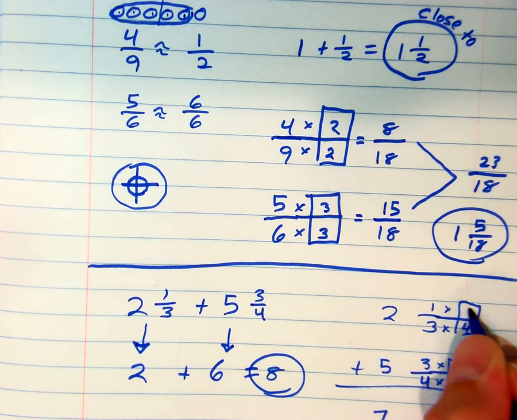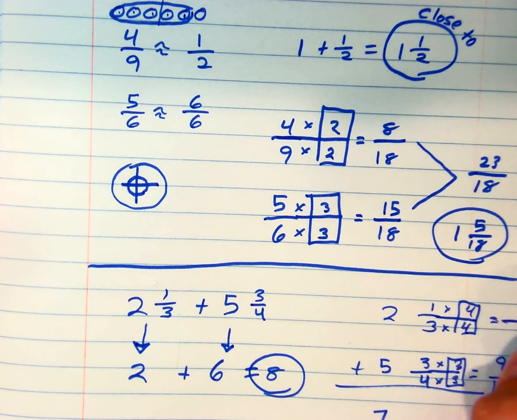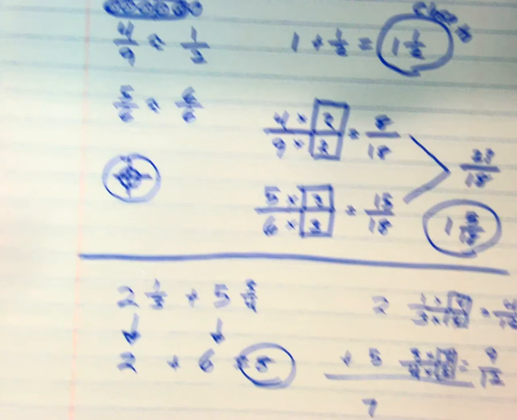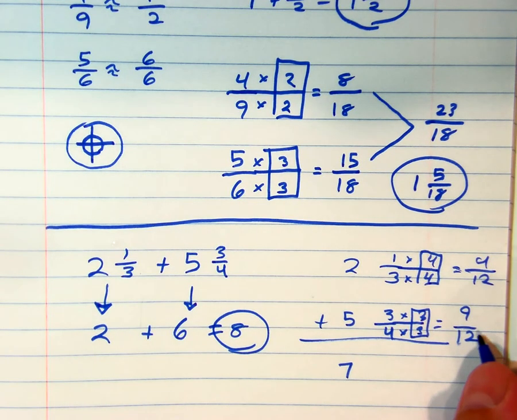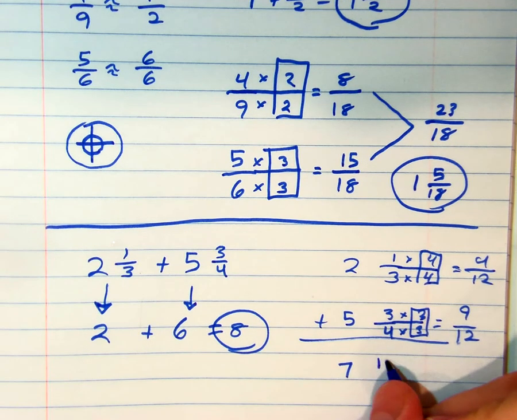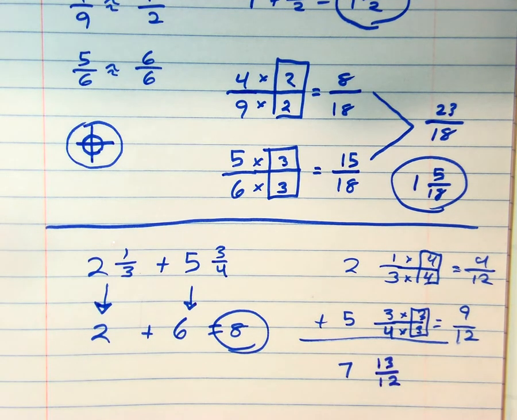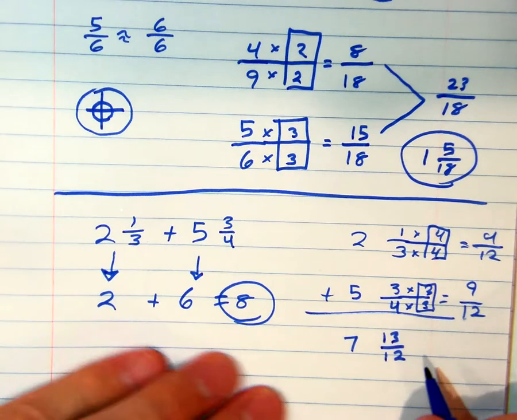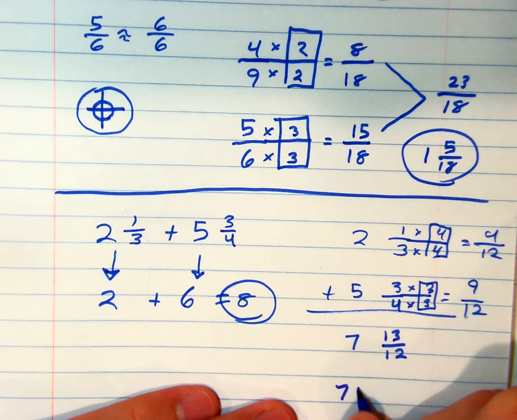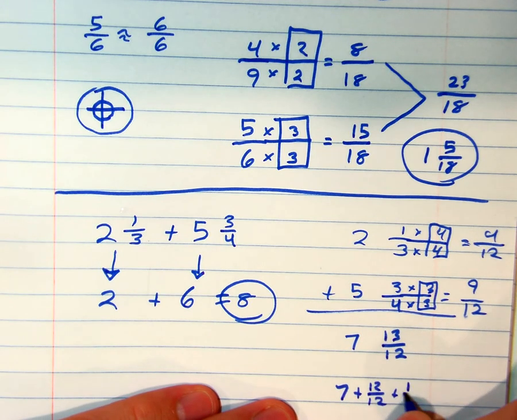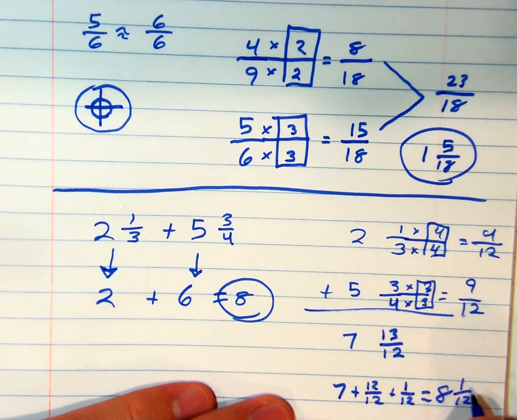4. End up with 4/12. 4/12 plus 9/12. 4 plus 9 is 13/12. So I actually have an extra whole number. So I can rewrite that. 7 plus 12/12 plus the one that's left over, 1/12, equals 8 1/12. So I'm just a little over 8.